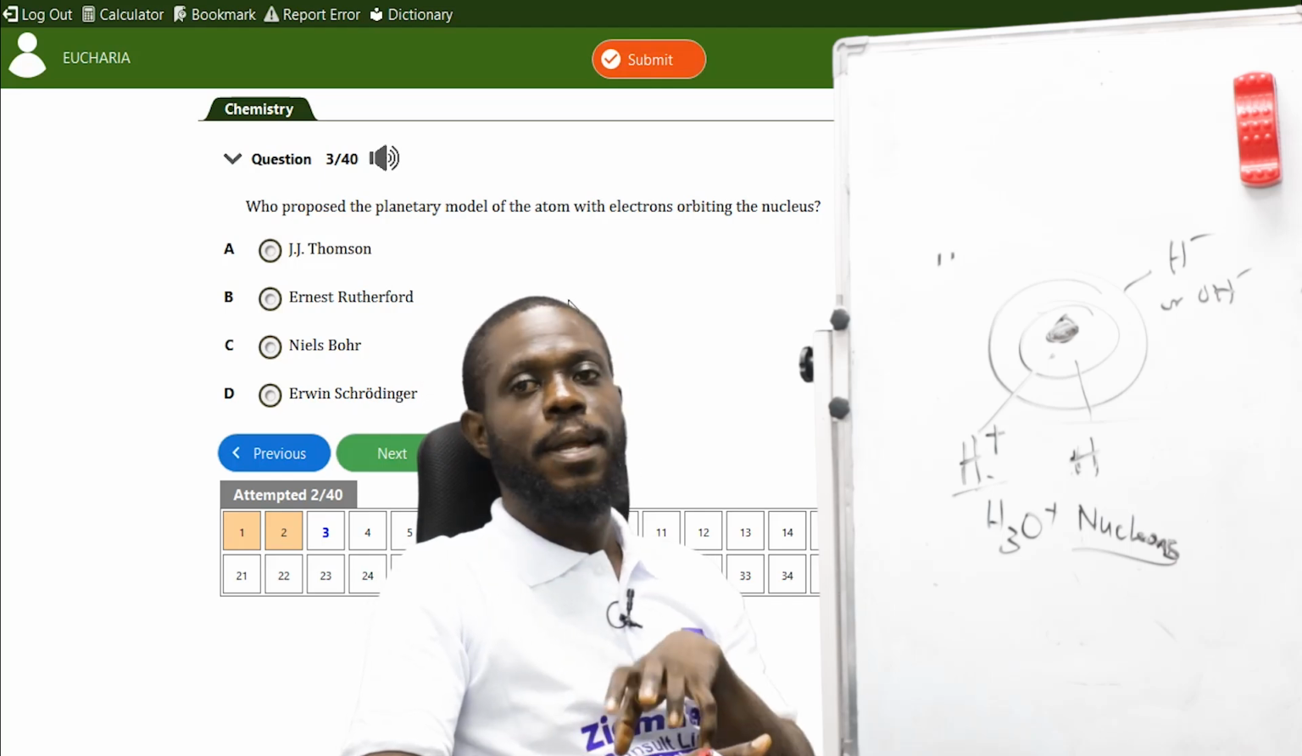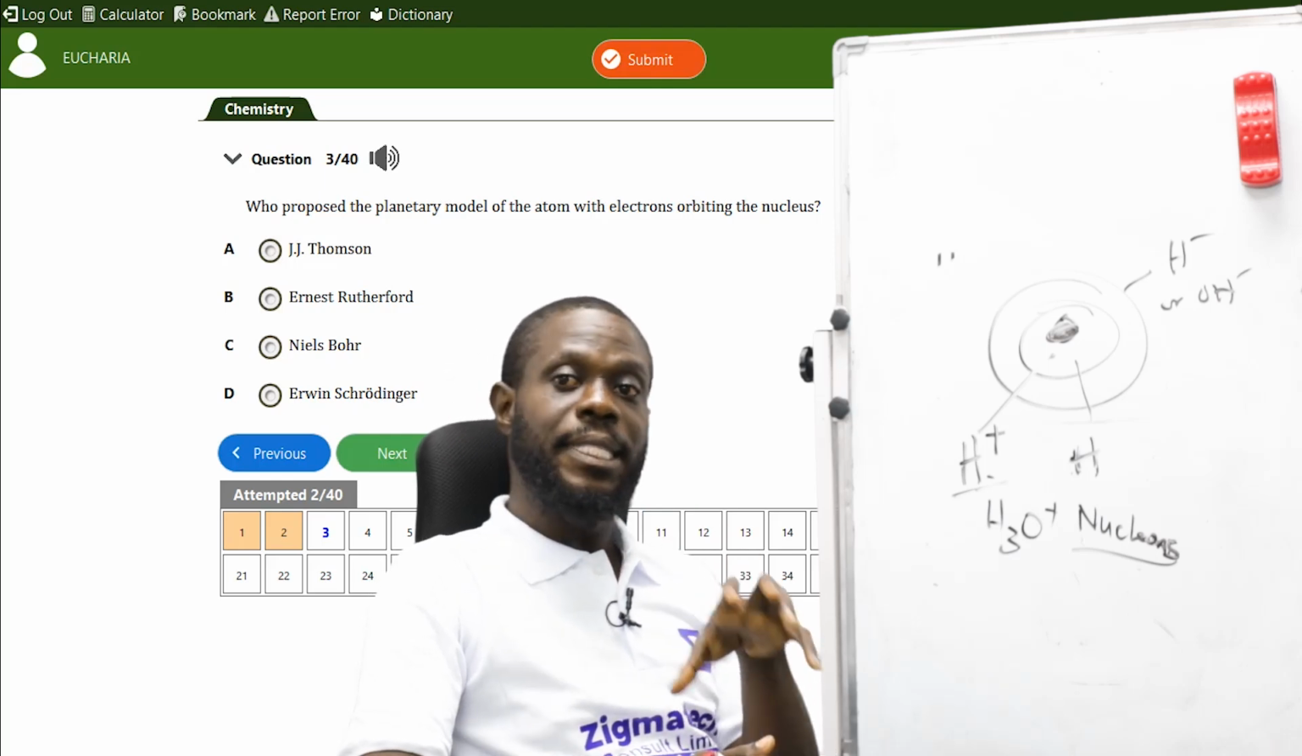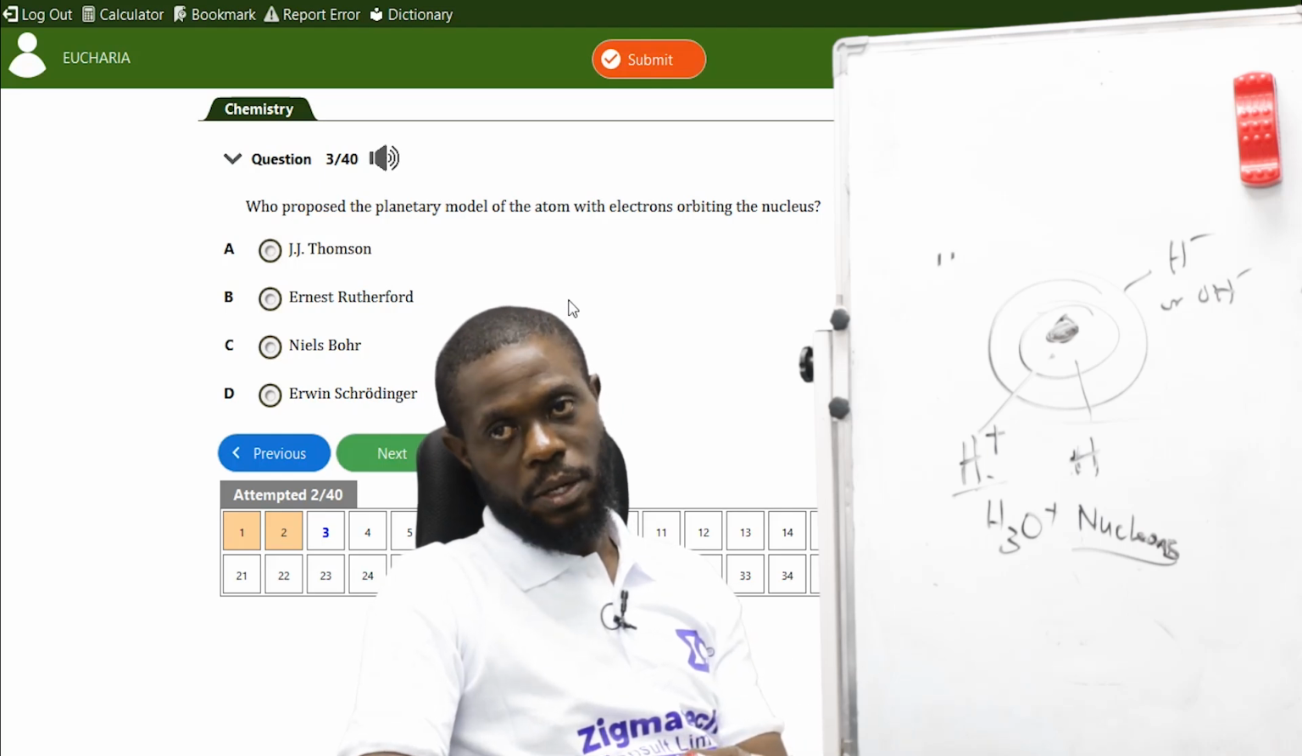He told us where the proton was situated, because he said that the proton was in the nucleus. It's found in the nucleus.